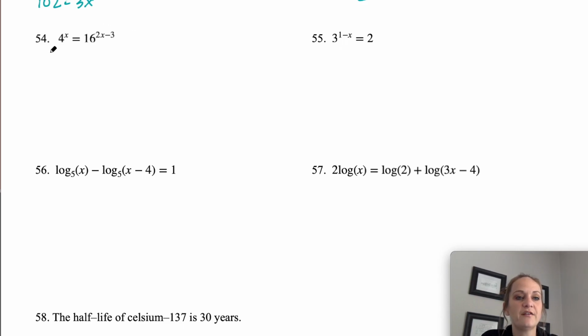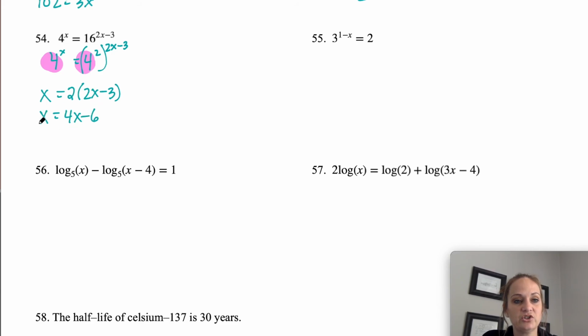In this case, you would have 4 raised to the x. 16 is the same thing as saying 4 squared. And now I can distribute. Since you have bases that are the same now, they will cancel each other, leaving me the exponent. So I'll have the exponent of x on the left, and on the right, I'll have 2 times 2x minus 3. So x equals 4x minus 6. Subtract 4x, I get negative 3x equals negative 6, and so x equals a positive 2.